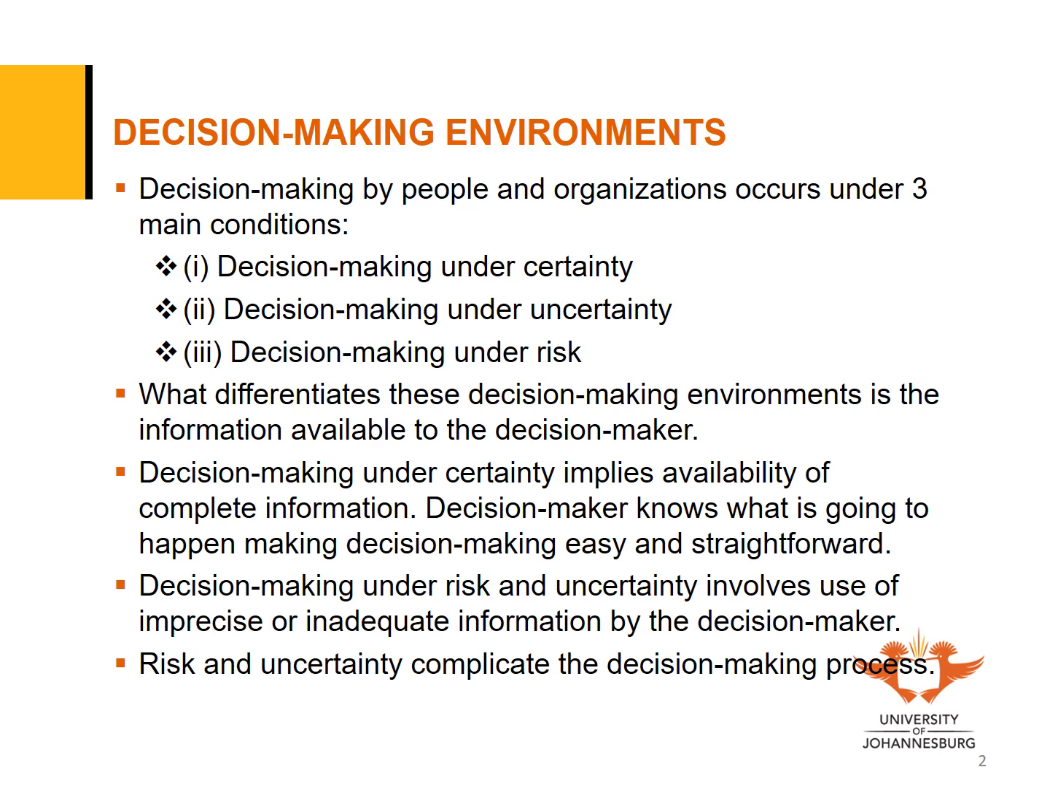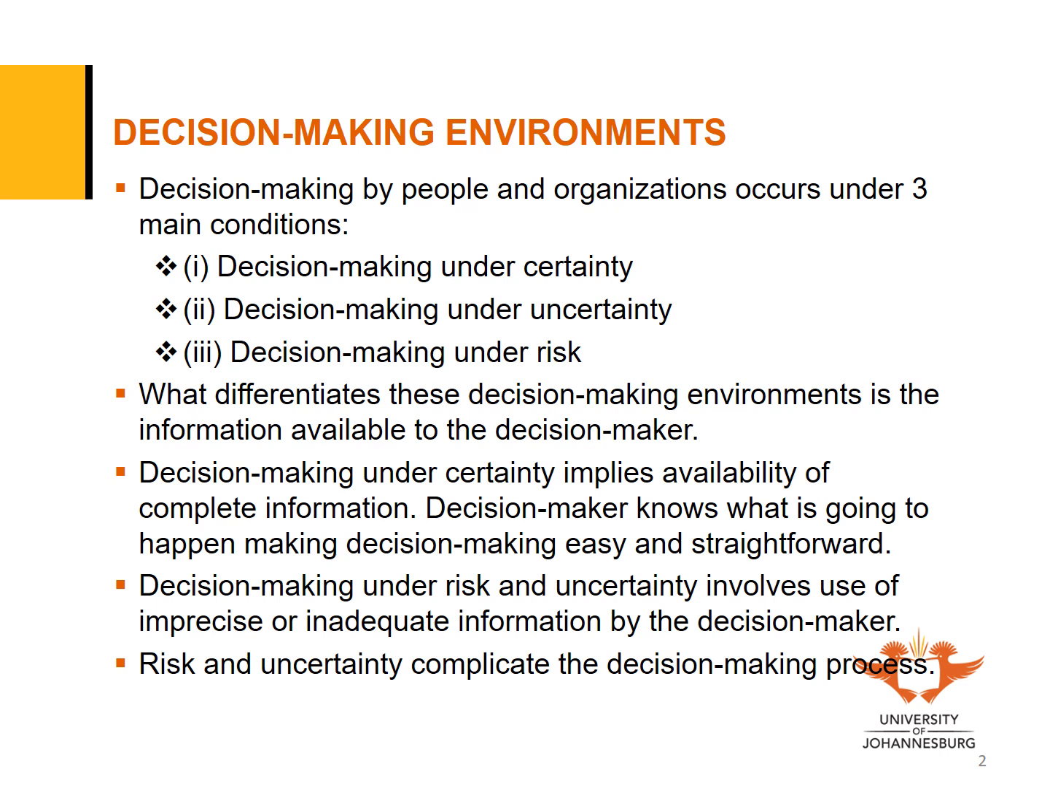So if it's decision making under certainty, that means we have complete information. We have all the information. We know what's going to happen. We know when it's going to happen when a particular decision is taken, right? So the decision maker here knows what is going on, what's going to happen. So this makes decision making easy. So you know, if I go to the shop and I want to buy a product X, if they do not have product X, I'm going to buy product Y. So the decision making is clear and straightforward.